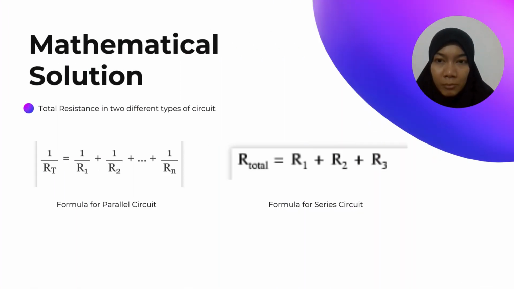So for the second mathematical solution, it will be the total resistance in two different types of circuit. For this one, there will be two different formulas because we have a parallel circuit and a series circuit. For the parallel circuit, as we can see, the formula is 1 divided by the resistance, but for the series circuit, we just need to add all the resistances in the circuit.